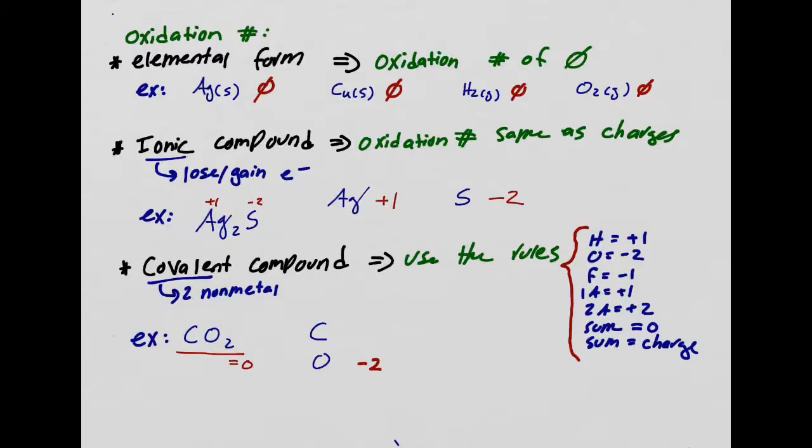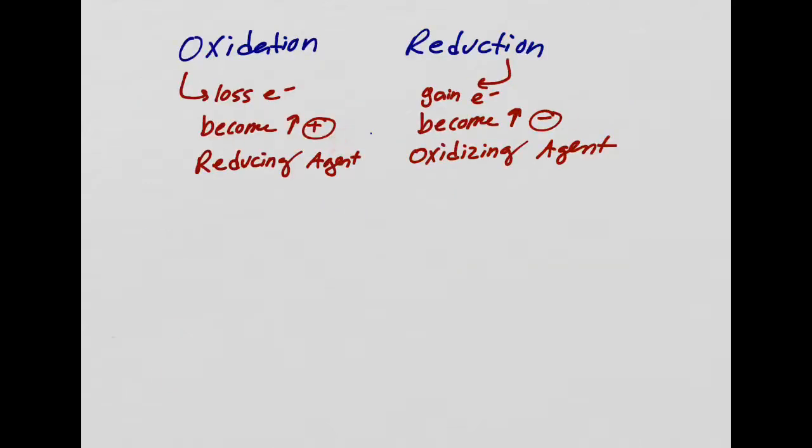Okay? Oxygen is always minus 2. Minus 2 times 2 is minus 4. So I can solve for carbon. Carbon would be plus 4. So for a covalent compound, we can figure it out based on the rules right here. So think about it: elemental form, 0; ionic, same as the charge; covalent, you have to do the rules. Once you do that, you figure out whether it has become more positive or more negative, and then you go from there. So far, so good.